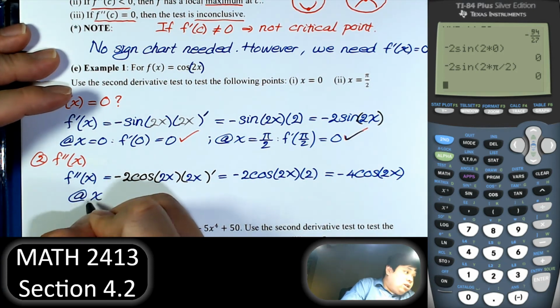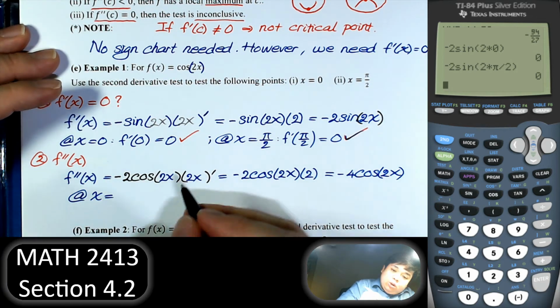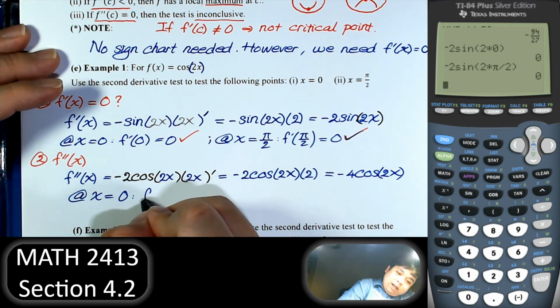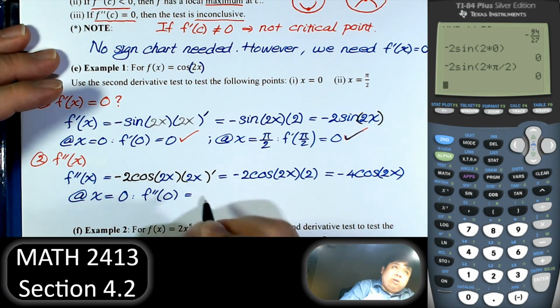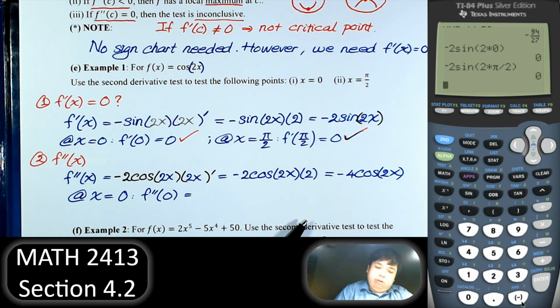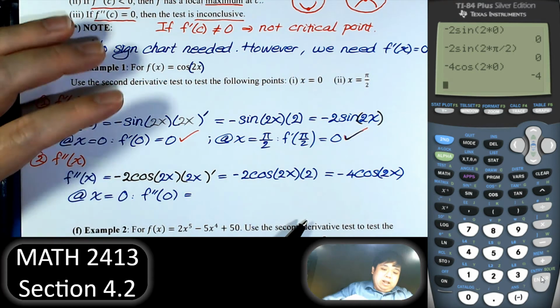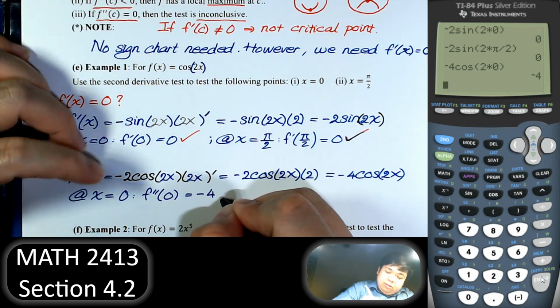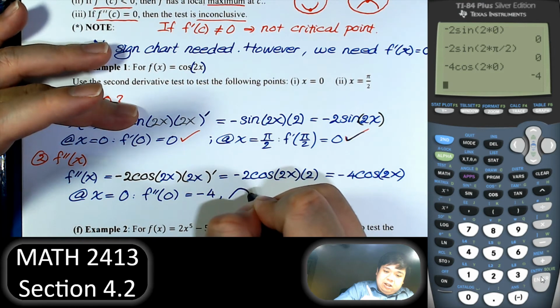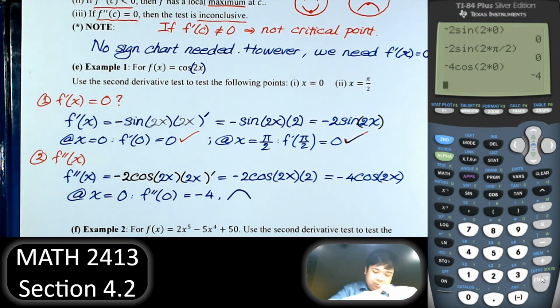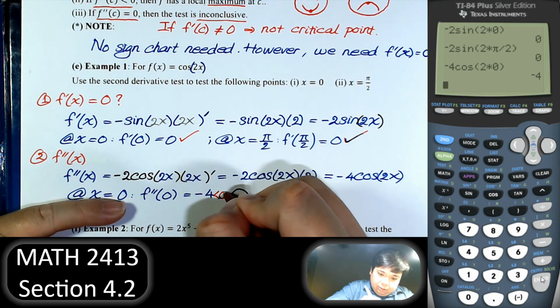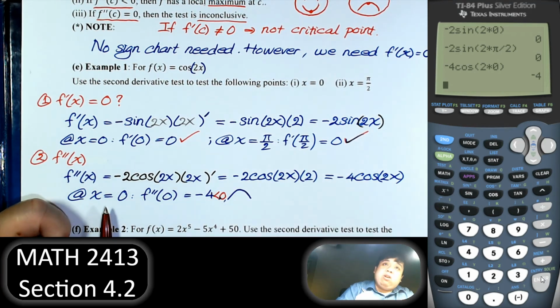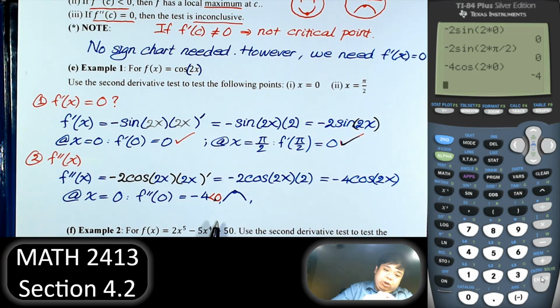Now, when x equals 0, the second derivative is -4 times cosine of 2 times 0, which is -4. So since this is -4, it is concave down, and therefore we have a local max.